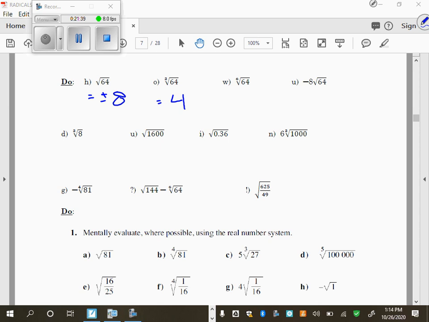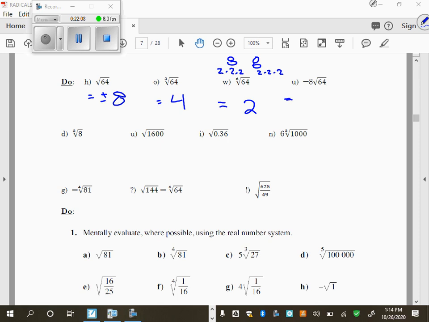What's the 6th root of 64? 2. Good job. Now, if you know 8 times 8 equals 64, you know that 2 times 2 times 2 times 2 times 2 times 2 equals 64. Because 3 2's equal 8. So 8 times 8, 6 2's equals 64. So that's a way to understand it, not just to memorize it.